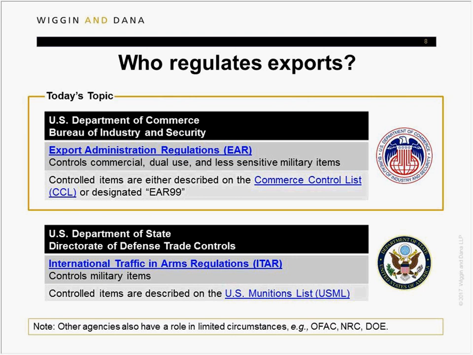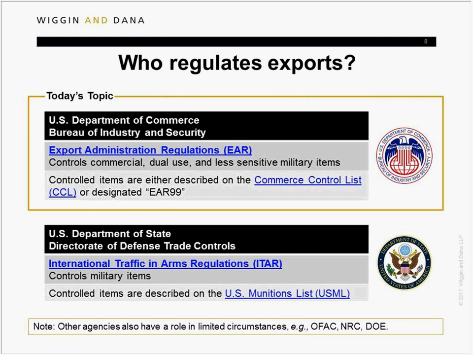There are some other agencies that occasionally have jurisdiction over export. We're not going to talk about them in detail today, but the Office of Foreign Assets Control, which is part of the Department of Treasury, and the NRC and the DOE, which exercise some authority over nuclear-related exports. So if you are doing business in sanctioned countries, or if you have nuclear-related business, then you may need to be aware of those agencies as well. But today we're going to talk about the Department of Commerce.